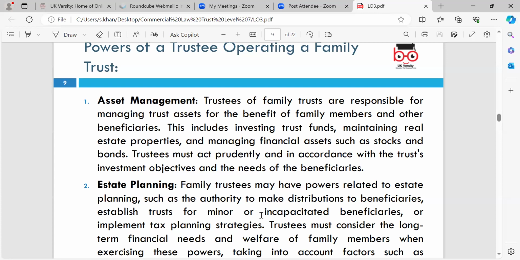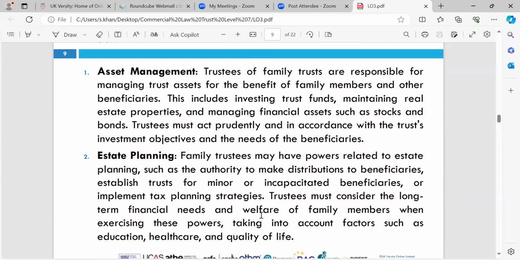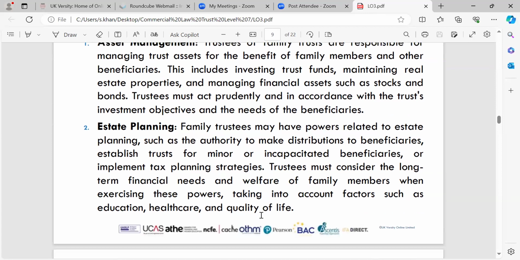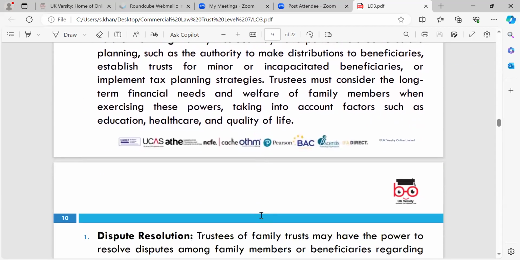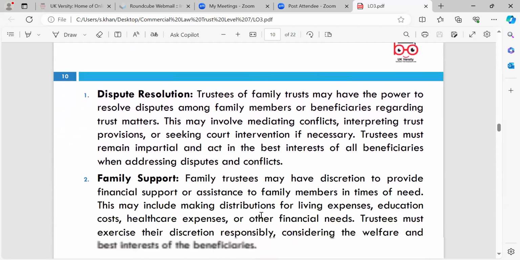Estate planning. Family trustees may have powers related to estate planning, such as the authority to make distributions to beneficiaries, establish trusts for minor or incapacitated beneficiaries, or implement tax planning strategies. Trustees must consider the long-term financial needs and the welfare of family members when exercising these powers, taking into account factors such as education, healthcare, and quality of life.